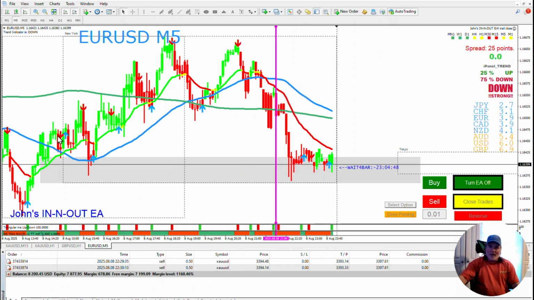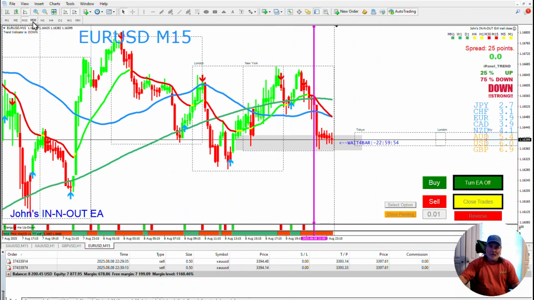Just remember, you want distance in between these arrows. But the main thing is how I like looking at it is on the 15-minute to 30. So let's take a look at the 15. I'm looking for the first trade in Tokyo. I'm looking for the first trade in London. I'm looking for the first trade in Euro dollar, which is New York right here, coming down.